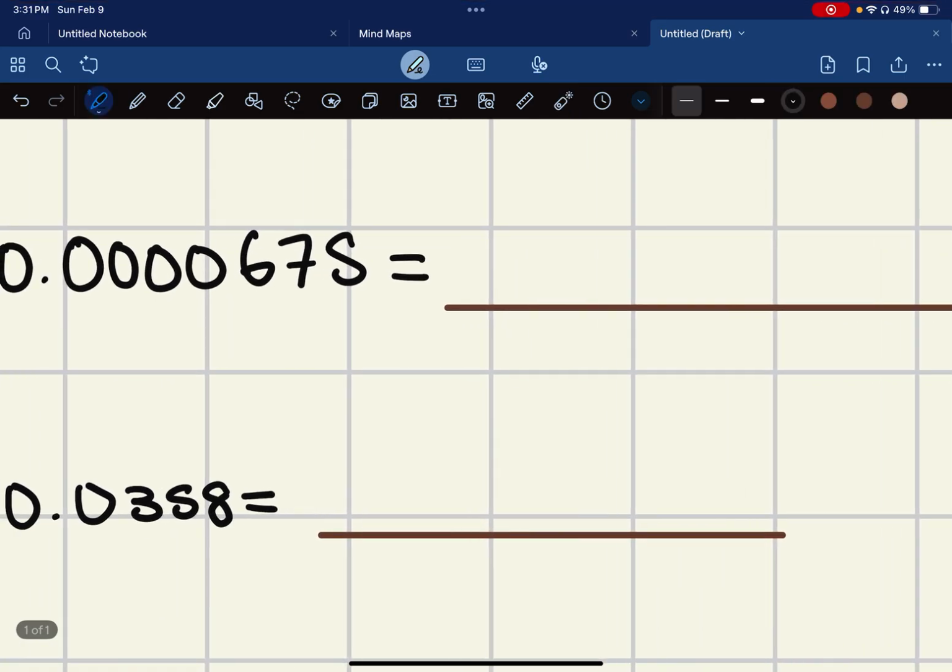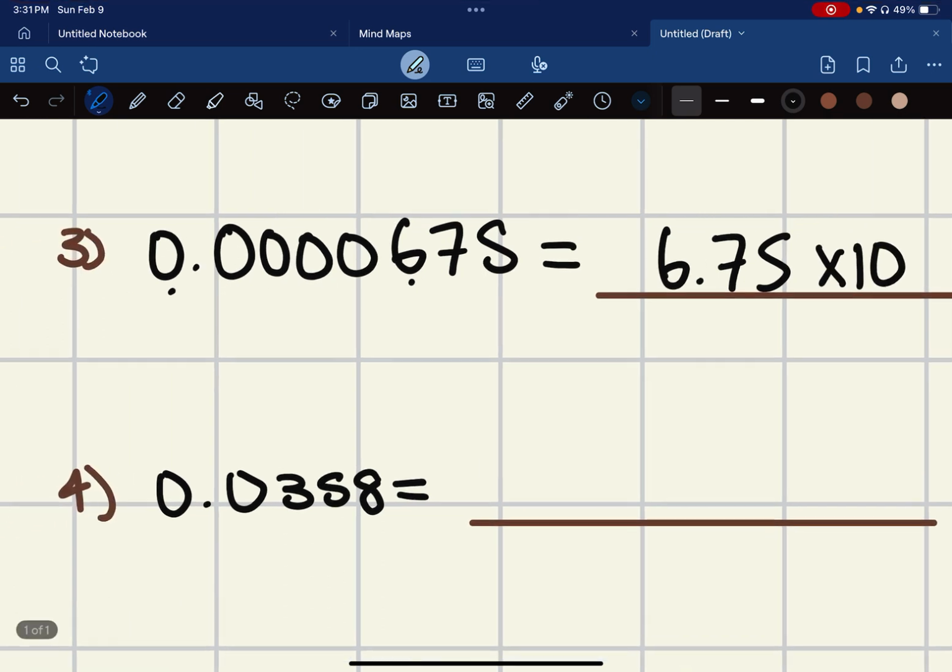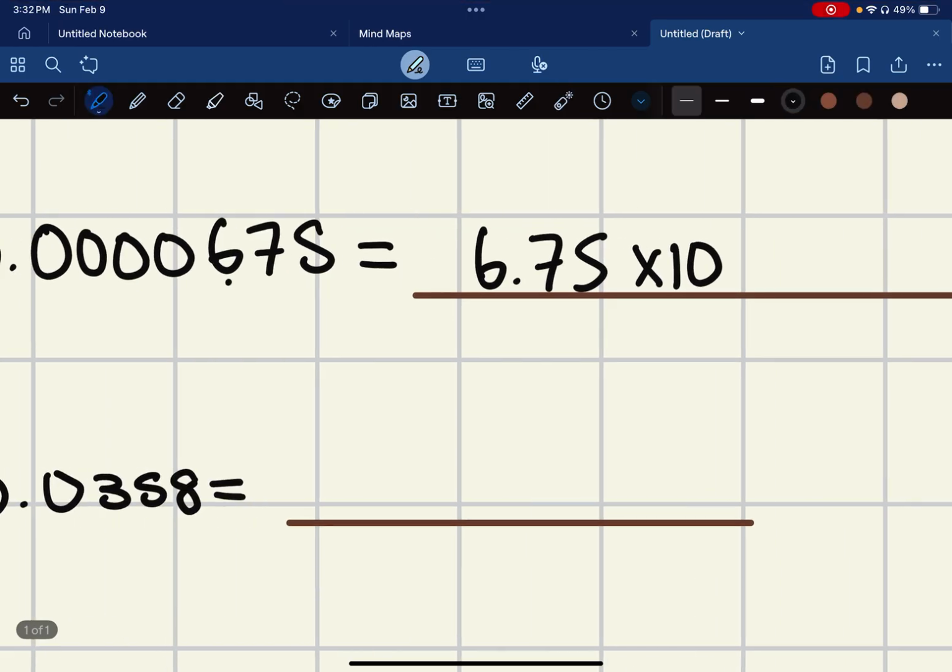Okay, so for this one, we're trying to get the 6 over here. So that's 6.75 times 10. So how many places are we going backwards? The 6 would have been here, right? And so we go backwards 1, 2, 3, 4, 5. And you can also go the other way. 1, 2, 3, 4, 5, where the 6 would land there. And because we're going backwards, it's 10 to the negative fifth.